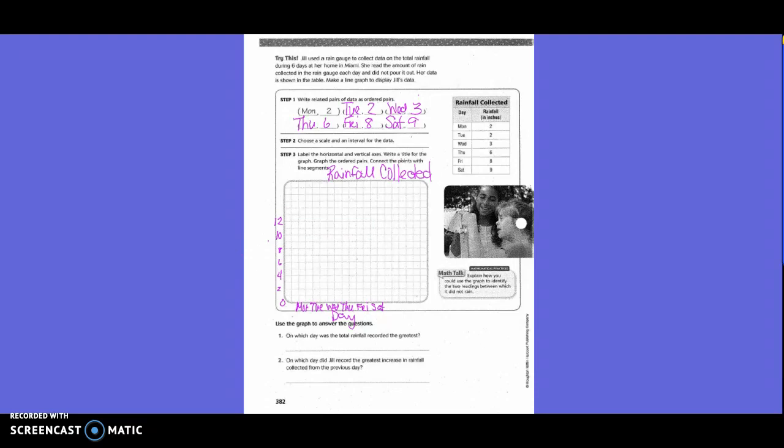What they put up here, guys, in the chart? Rainfall in inches. Okay, so rainfall, and then in inches. Okay, so then we need to graph it. So Monday was what? 2. Tuesday was what? What was Tuesday, guys? 2.